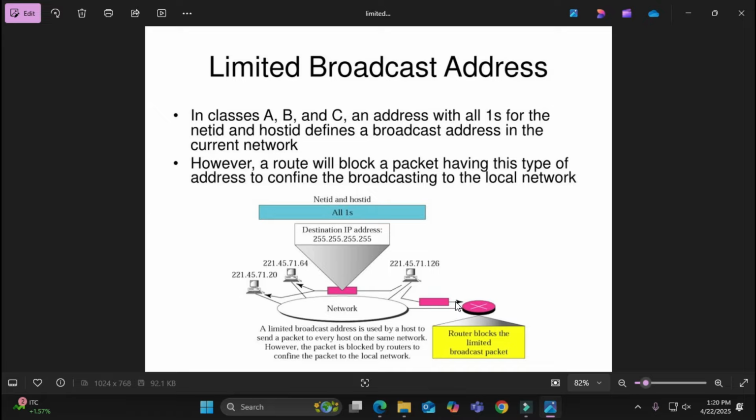What is limited broadcasting? In this case, the address with all ones for netid and hostid defines a broadcasting address in the current network. The router will block packets having this type of address, confining the broadcast to the local network. The destination IP address is 255.255.255.255. The router blocks the limited broadcasting packets. This limited broadcasting address is used by a host to send packets to every host in the same network, and the router blocks the packets, confining them to the local network.